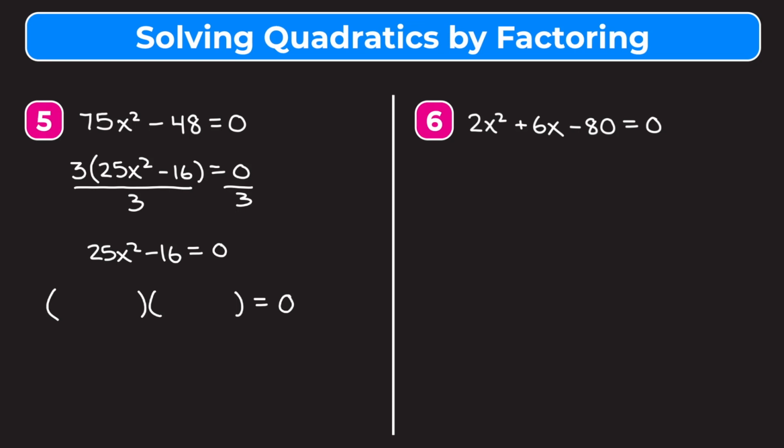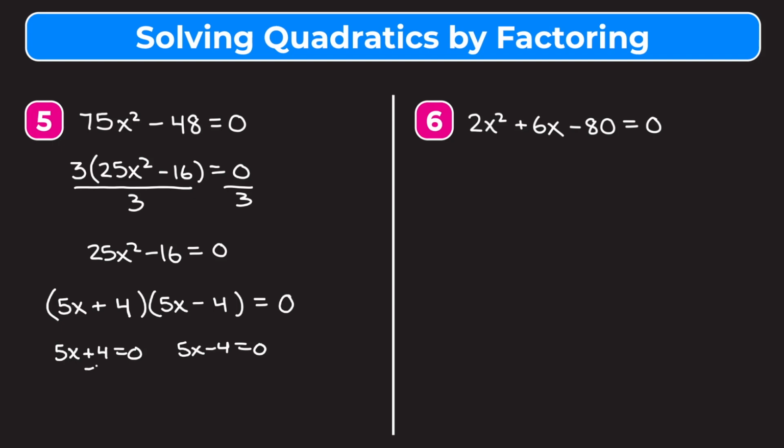We're going to take the square root of the first term, so the square root of 25x squared is 5x. We're going to put that in the first spot of each of our parentheses. We're going to take the square root of the second term, so the square root of 16, and we get 4. We're going to put that in the second spot of both of our parentheses. We're going to put a plus in one of the parentheses and a minus in the other. And now we're going to solve this by setting each binomial equal to 0. So we're going to say 5x plus 4 equals 0 and 5x minus 4 equals 0.